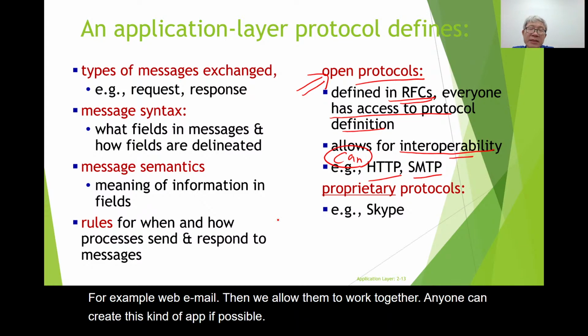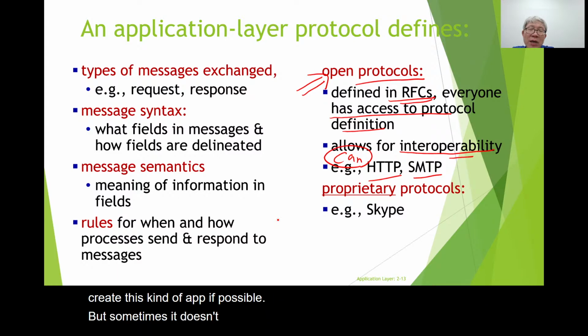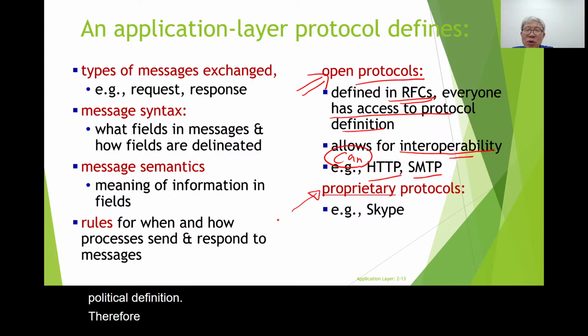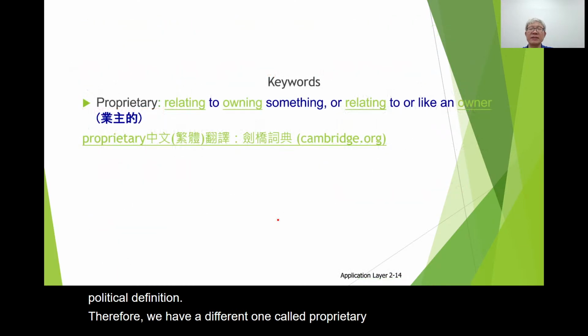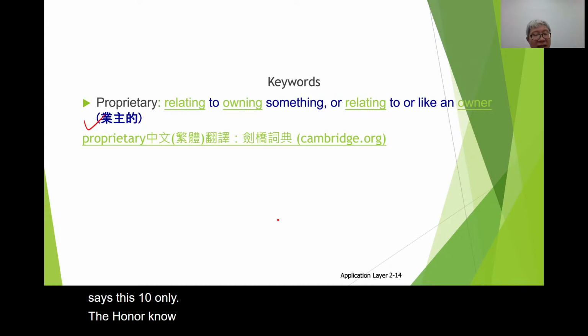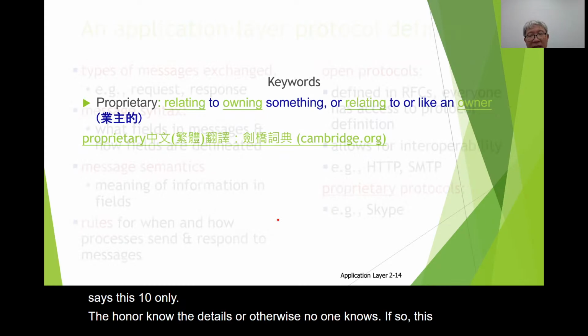But sometimes it doesn't mean we allow other people to know the protocol definition. Therefore, we have a different one called proprietary. A proprietary protocol says only the owner knows the details, or otherwise no one knows. If so, this is called proprietary.